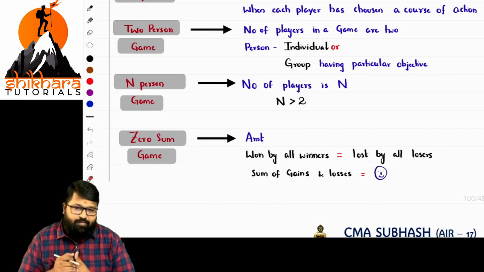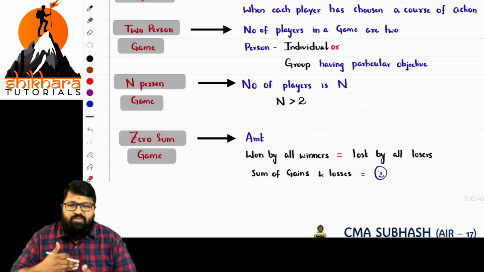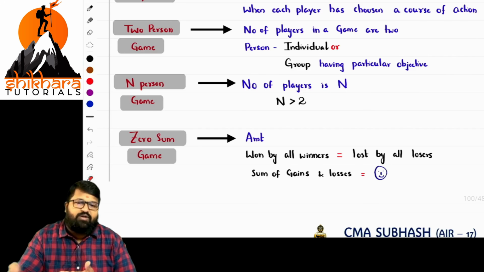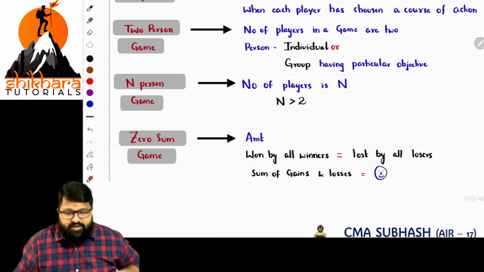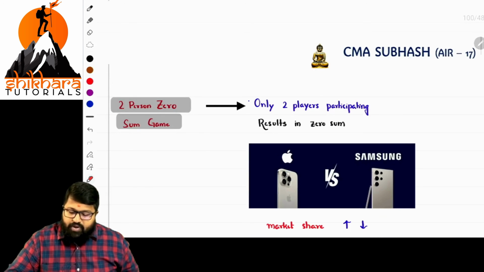Even in the case of companies, whatever market share I'm gaining is lost by the other competitor. Then this will be offset, that is, the sum of the gains and losses will be zero. Okay. Next, two persons zero sum game.